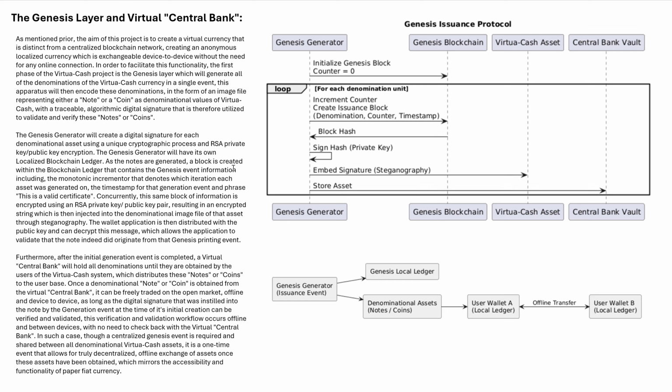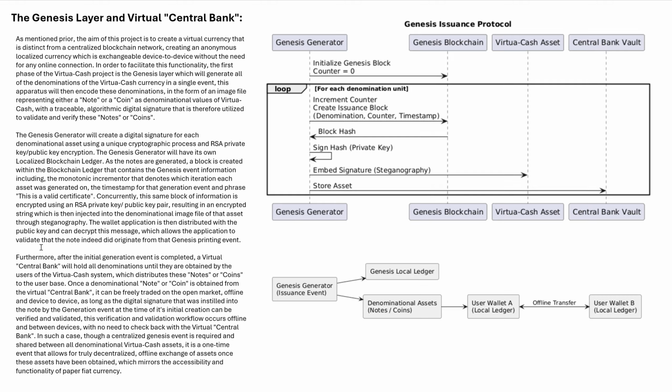The Genesis generator will have its own localized blockchain ledger. As the notes are generated, a block is created within the blockchain ledger that contains the Genesis event information, including the monotonic incrementer that denotes which iteration each asset was generated on, the timestamp for that generation event, and the phrase, "This is a valid certificate." Concurrently, this same block of information is encrypted using an RSA private key public key pair, resulting in an encrypted string which is then injected into the denominational image file of that asset through steganography.